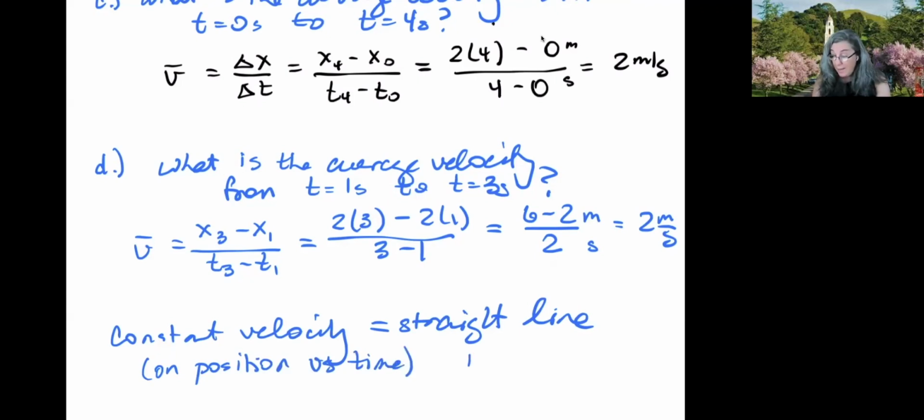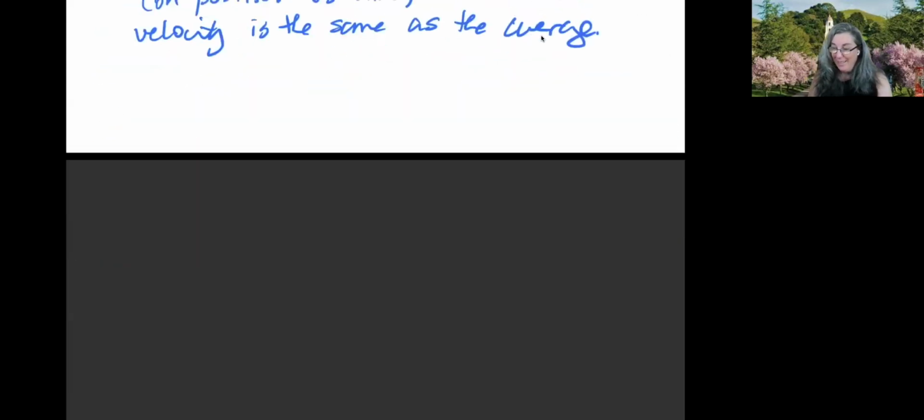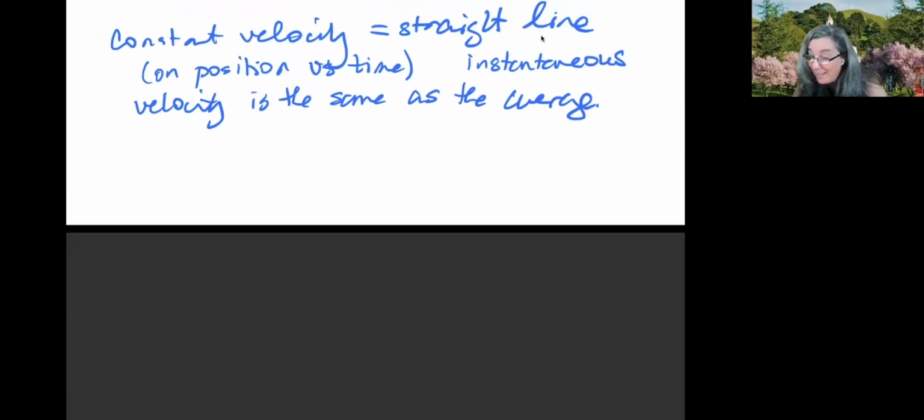And the instantaneous velocity is the same. It doesn't matter what the time interval is, right? So it doesn't matter how small we shrink the time interval. The instantaneous velocity is the same as the average velocity. Okay, so that's the special case. Special case constant velocity, and that should feel very familiar. I haven't done any calculus yet because I didn't have to, because the time interval is nothing new and different.